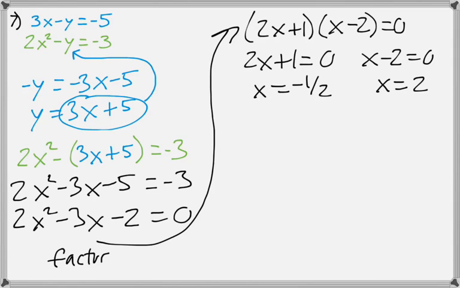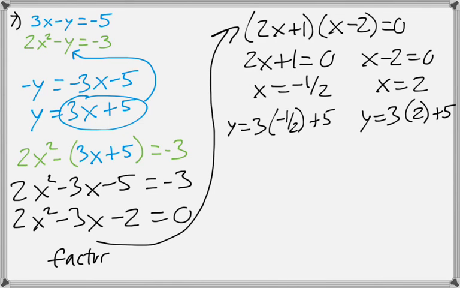So now I need to get the y coordinates for both of these x coordinates. And to do that, I'm going to plug them into this. So you could plug it into this equation or either of the original ones. So this is going to be y is equal to 3 times -1/2 plus 5. And y is equal to 3 times 2 plus 5.